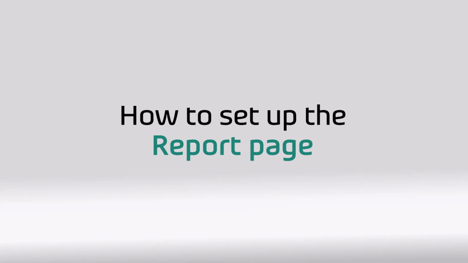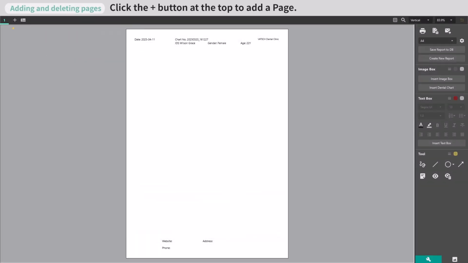How to set up the report page. Click the plus button at the top to add a page. You can add up to 10 pages in total.